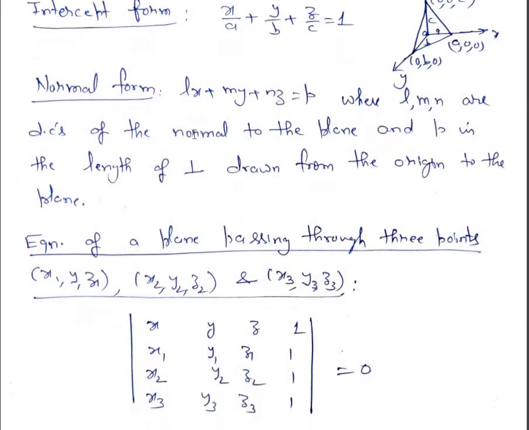Then we have normal form of the plane, lx plus my plus nz is equal to p, where l, m, n are direction cosines of the normal to the plane and p is the length of perpendicular drawn from the origin to the plane. From origin, if you draw perpendicular on this plane and suppose length of that perpendicular is p, then equation of the plane is lx plus my plus nz is equal to p, where l, m, n denote direction cosines, not direction ratios, of the normal to the plane.